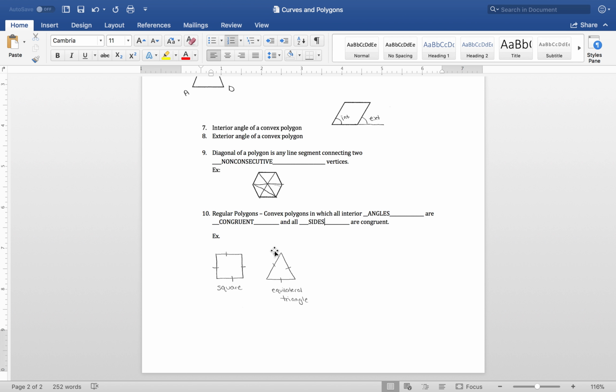Also could have an equilateral triangle. All my angles are 60 degrees, and my sides, again, are equal. You could have regular anything. You could have a regular hexagon or a regular decagon. They're just a little bit harder to draw, and we're a little bit more familiar with these guys.